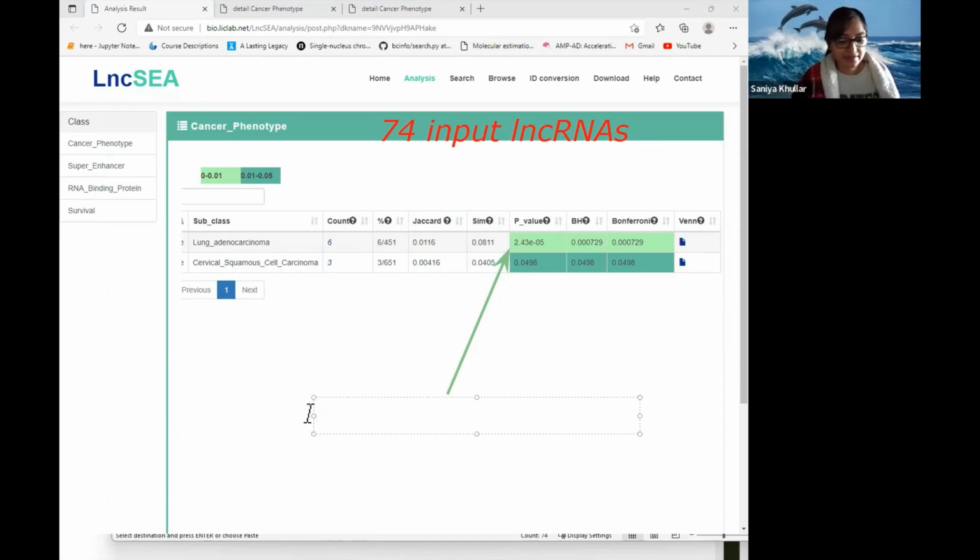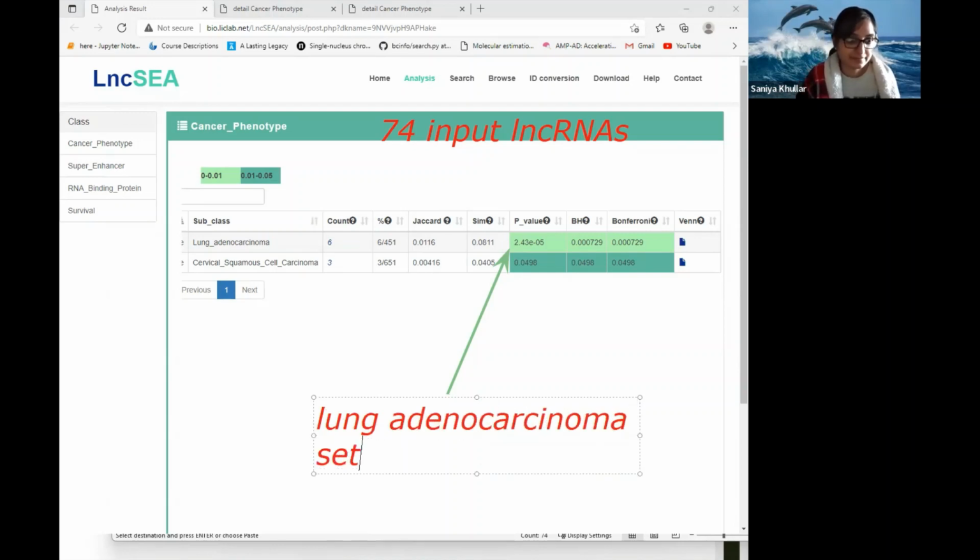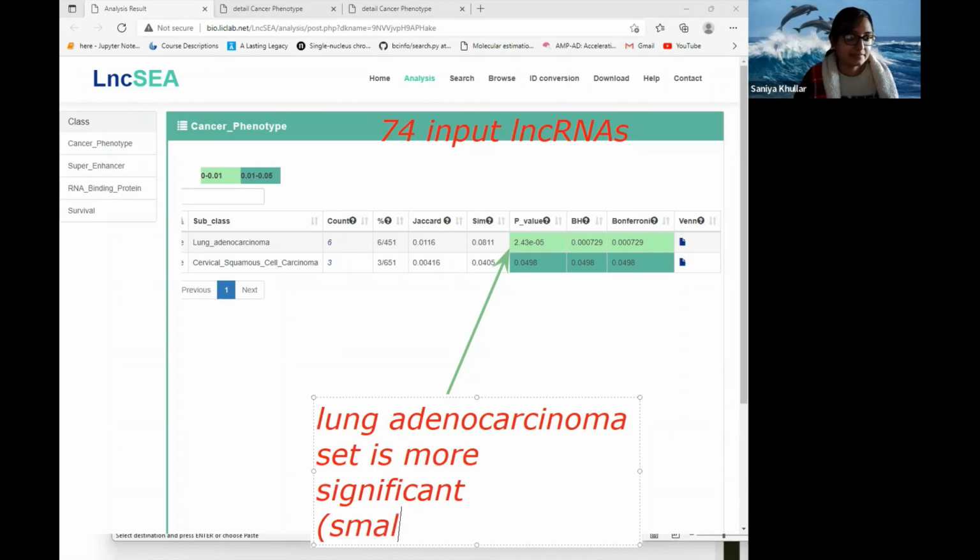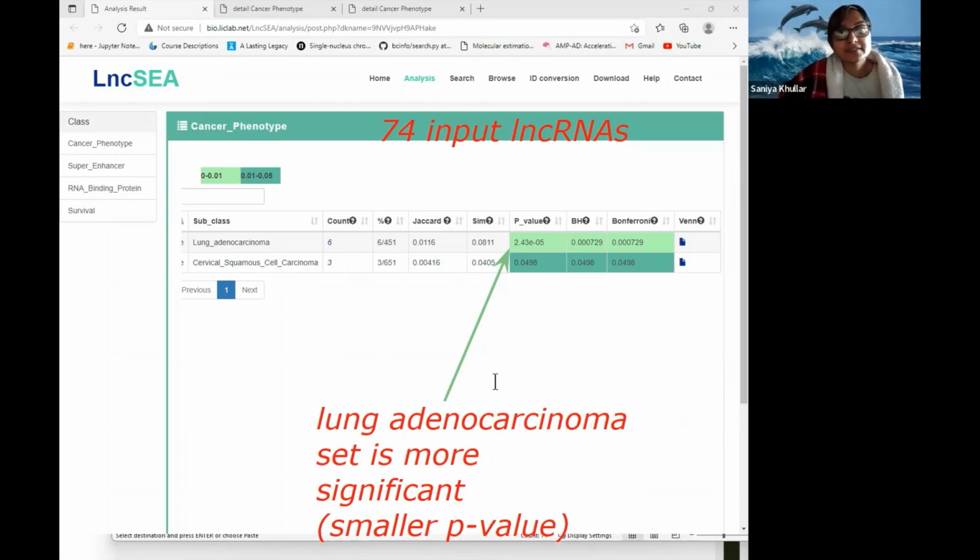So we can say that the lung adenocarcinoma one that we were looking at is more significant. It has a smaller p-value, and that smaller p-value reflects the significance of having 6 out of 451 lncRNAs in that set overlap with our set of 74 lncRNAs. So again, a higher overlap for a smaller list, 451 instead of 651. So smaller list and larger overlap makes it more significant.